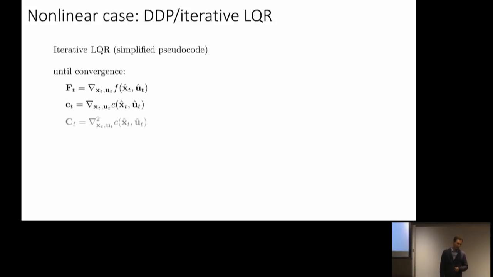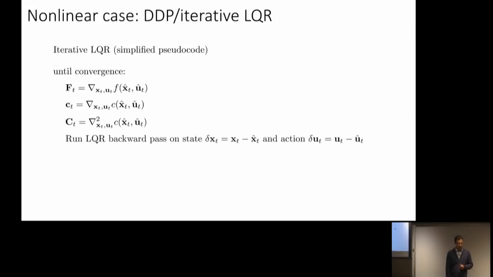So the iterative LQR algorithm basically works as follows. Until we converge, we're going to repeat the following steps. Compute the first derivative of the dynamics around the current nominal trajectory. Initially, you initialize a nominal trajectory by setting all your actions to 0 and evaluating the corresponding states. You evaluate the first and second derivative of the cost to get the linear and quadratic term of the cost. And then you just run LQR. You run LQR using delta x and delta u as your state and action, and using these things to build your dynamics and cost function.